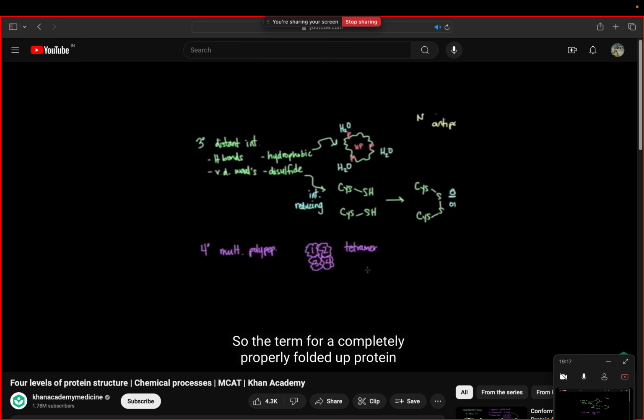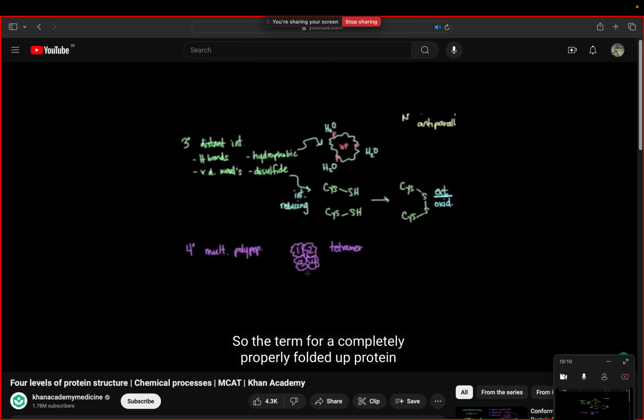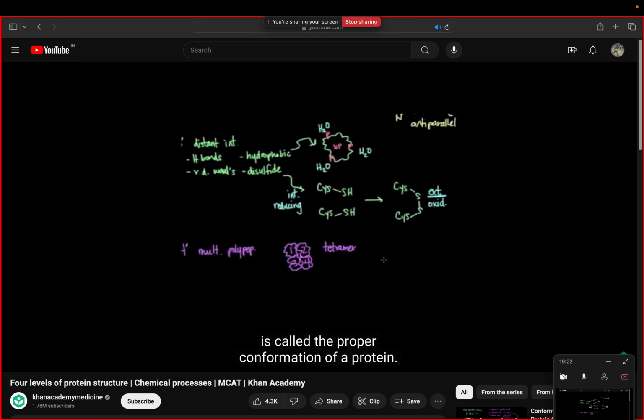The term for a completely properly folded protein is the proper conformation of a protein. To achieve the proper conformation, you must have the correct primary structure, secondary structure, tertiary structure, and quaternary structure. If any of these levels of protein structure were to break down, then you start to have misfolding, which can then contribute to any of a number of disease states.